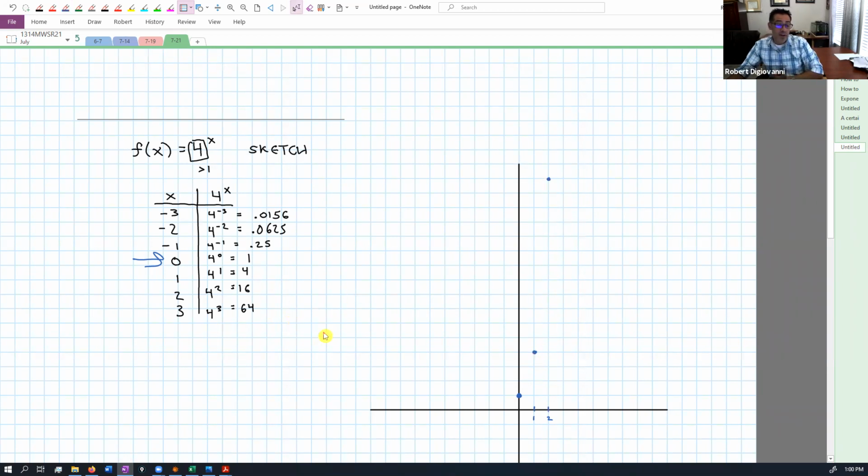And now when I plug in 3, it's 64, which is off my graph, right? I'm not going to be able to get that point on here. So all I want you to do is connect these dots, draw an arrow, and then to the left, just have it flatten out to a horizontal asymptote. And that is it. That's all I want you to be able to do.